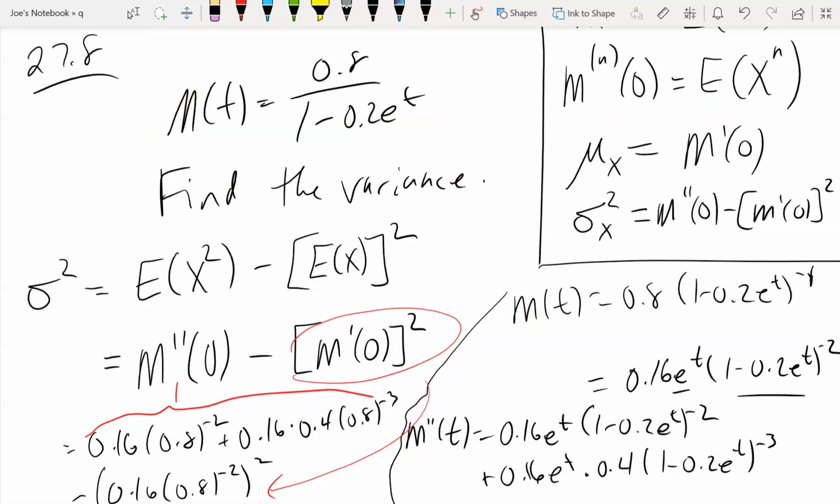5/16. 5/16? Is that what you got? Anybody else get 5/16? Anybody else put it in their calculator? No, I just redid my derivative. I put it back to the -2.